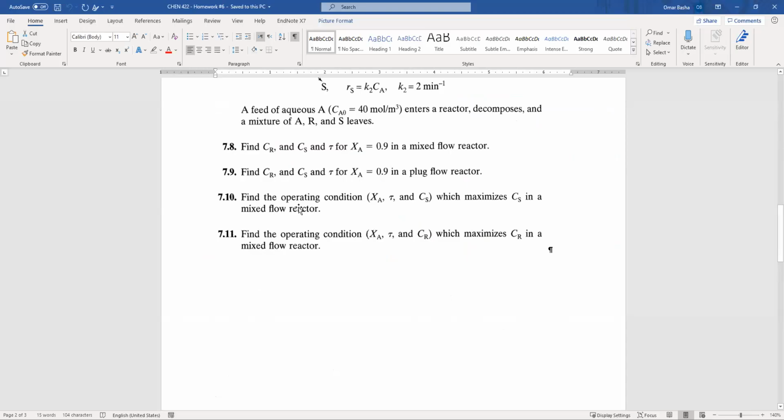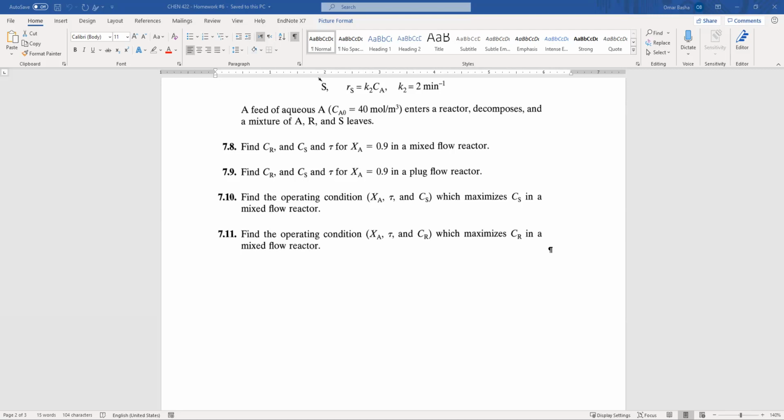710: find the operating condition which maximizes CS in a mixed flow reactor. And then I have 711, which says find the operating condition which maximizes CR in a mixed flow reactor. Okay, so now I'm looking for maximums, right? When you need to find maximums, always remember that unless you have a given equation, like we had in chapter 8, or also in chapter 7, you might need to do some derivation. You might need to take a derivative of a function to determine its maximum.